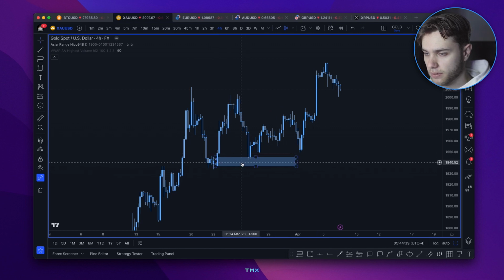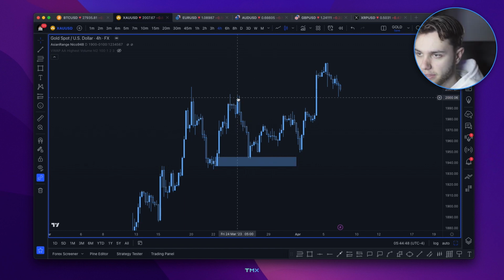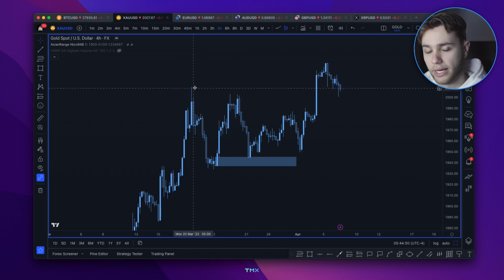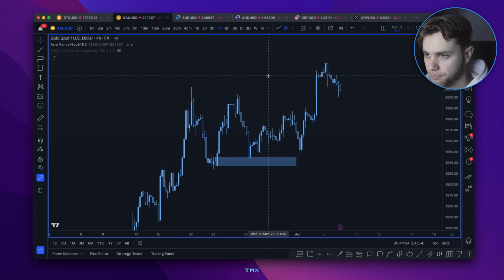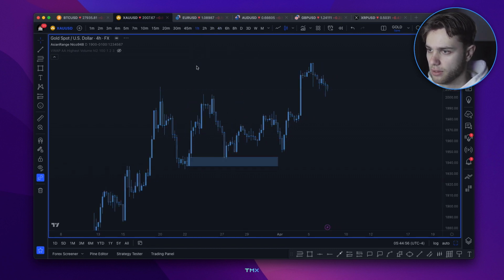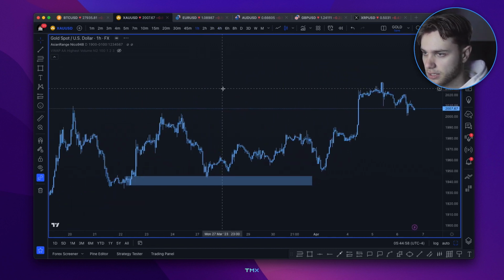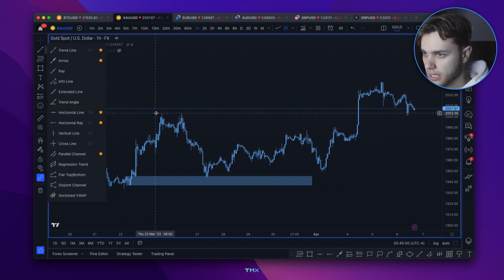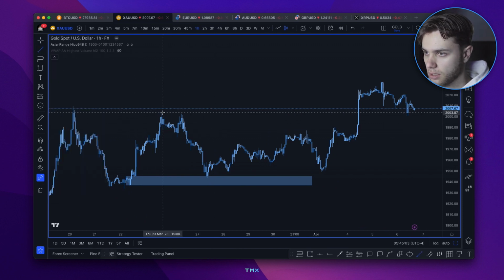And at this point, I was still not sure what gold was about to do, because this high didn't surpass this wick. So I was like, okay, there's not much bullish momentum over here. But what I had noticed was that we created some equal highs here.